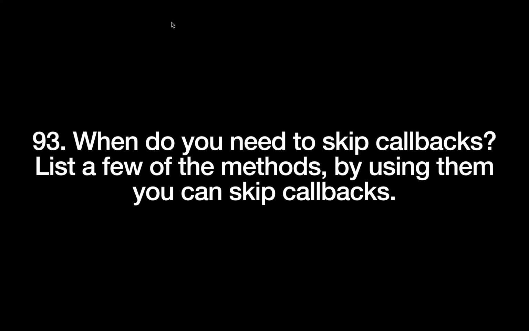When do you need to skip callbacks? List a few of the methods by using which you can skip callbacks. Okay, so as we discussed in the last video, update_attribute is used for skipping the callbacks. There are other methods as well that you can find in the Active Record Validations guide.